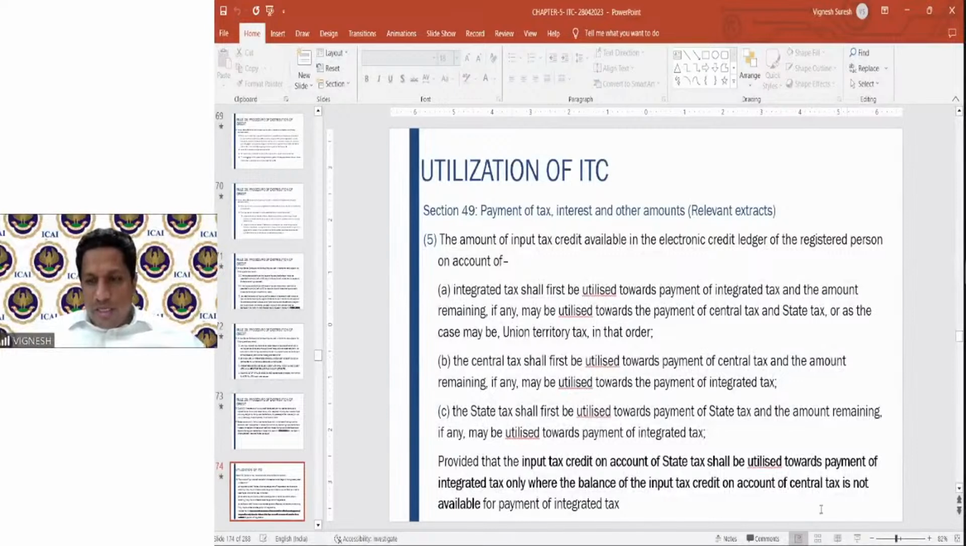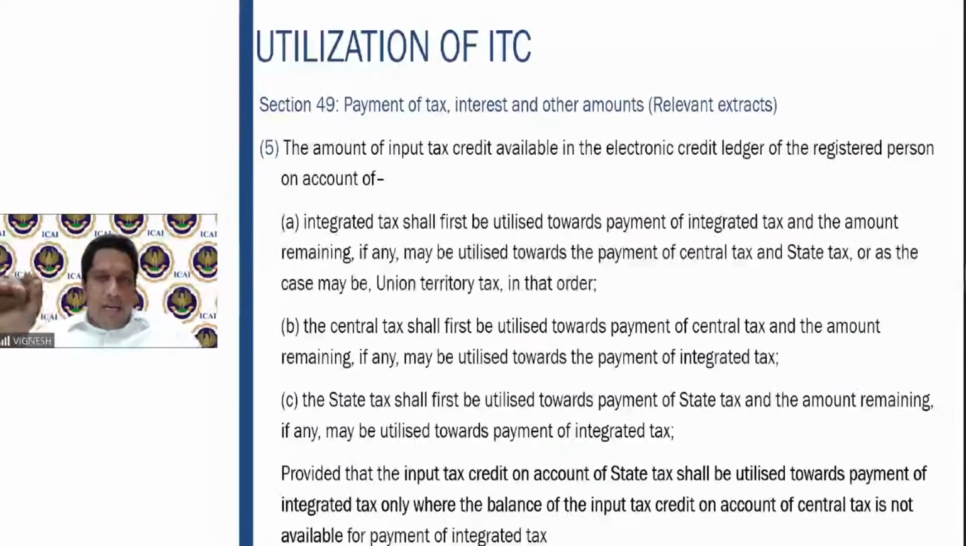Now we come to section 49. In section 49, we cover only the part on set off here. We don't cover the entire provision. The entire provision will be dealt with in the chapter relating to accounts and payment of tax. In that chapter, you will cover the entire provisions. Here, in this chapter, we will see only the extent of how the amounts are set off, how they have been utilized. In the very first class I had explained to you how it has been set off.